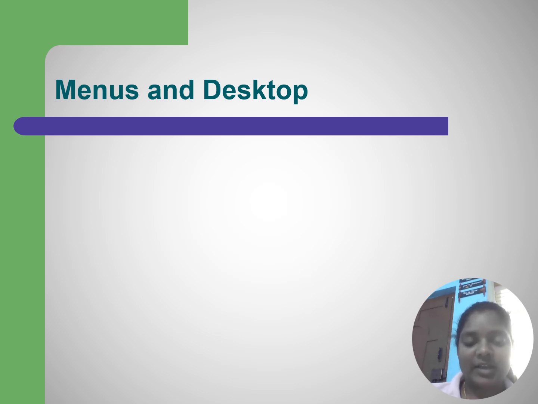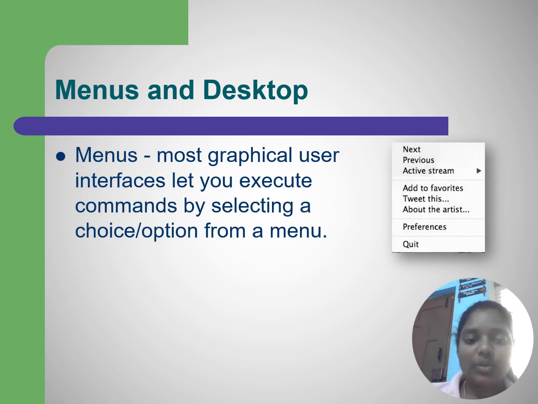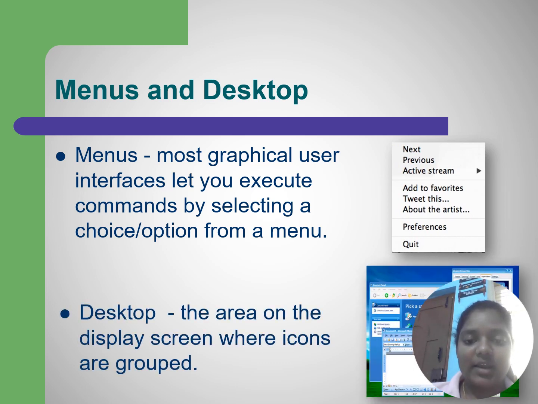Menus and desktop. What are menus? Menus, in most graphical user interfaces, let you execute commands by selecting a choice or option from a menu. And let us know what is desktop. Desktop is the area on the display screen where icons are grouped. Now let us go through.